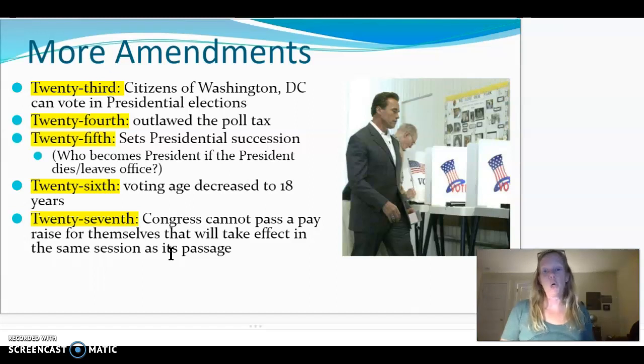We're going to play an online bingo on another day, and you're going to have to hear a description like, this amendment lowered the voting age to 18, and you're going to look on your bingo card and say, I got that, 26. So make sure you have some familiarity with these, and you'll be good to go.